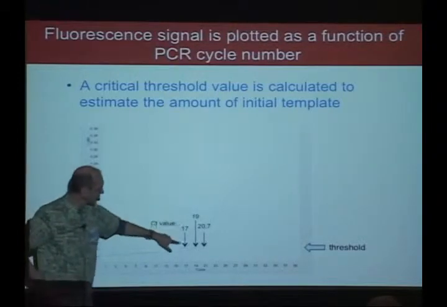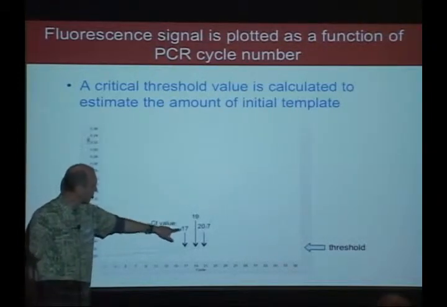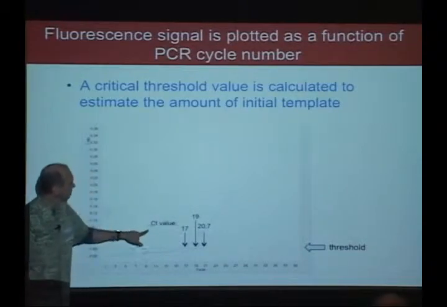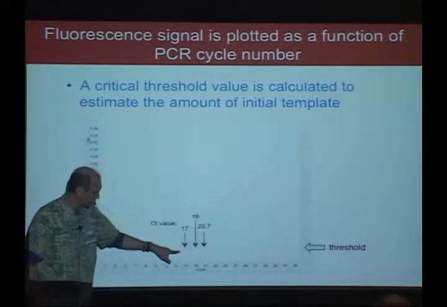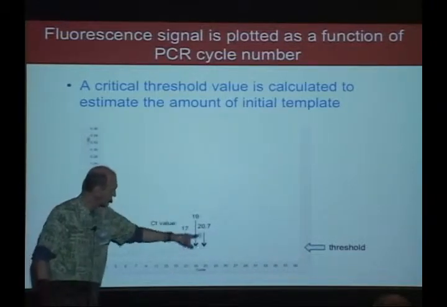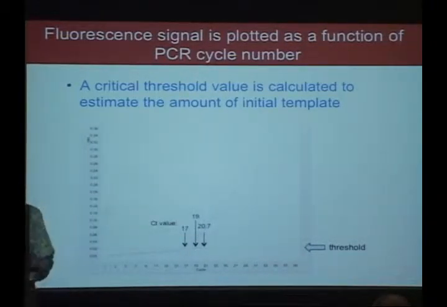And the way that we quantitate it then is just by cycle number. So the CT or critical threshold value is the cycle number at which you cross this line. Here 17, 19, or 20 point something. It can be a fractional value. All right, but the CT value then, the bigger the CT, the less abundant that sequence was, because it took more cycles to get above the threshold. And the lower the CT, the more abundant the message.